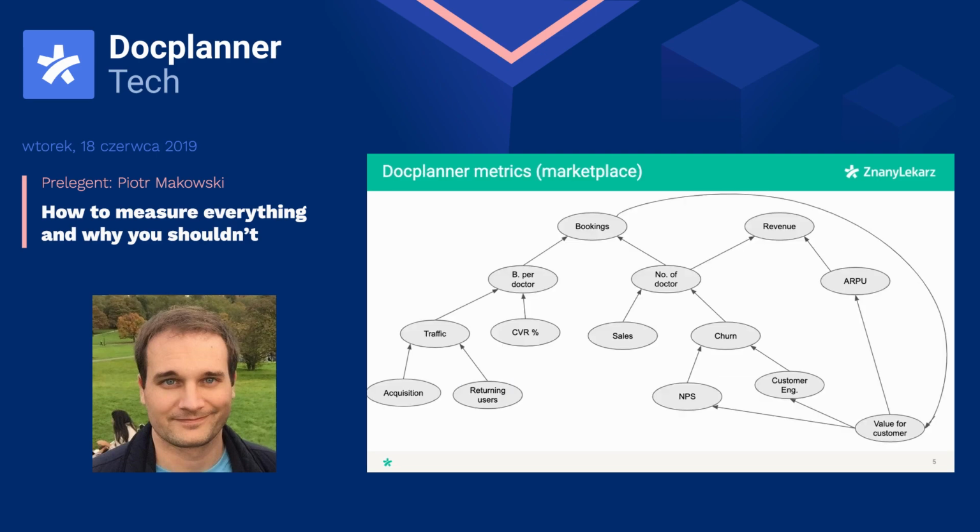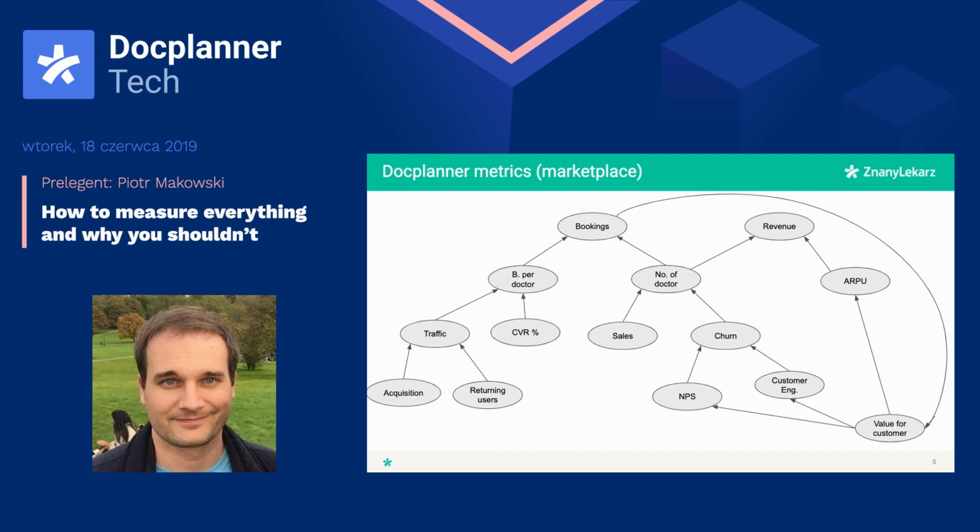I have created a very simple model of our business. I know, it's beautiful. I tried to combine business metrics with product metrics. On one hand, we have some product metrics here. We need to acquire patients to our marketplace. We have some returning users to our marketplace, and we can influence this with our product. Then we have the traffic. Then Adam's team is working on the conversion rate, so this is another product team focused on this. Then we have the number of bookings per doctor. And on the other side, we have stuff like NPS and customer engagement, and sales and churn, and this contributes to the number of doctors. And if we multiply those two, we have the number of bookings.